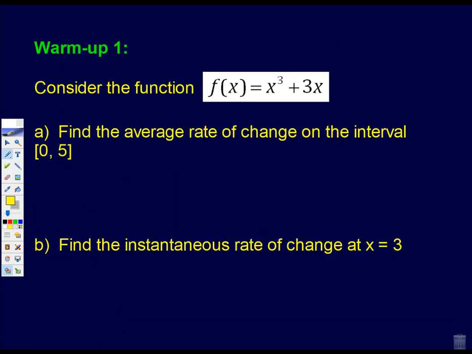Well, let's just practice applying those two definitions first. So with the warm-up problem, there really is no context. It is just to practice those two calculations. So we want to find the average rate of change of this function, and we'll use that formula. So the a is 0 and the b is 5.